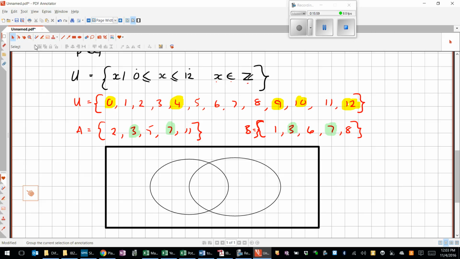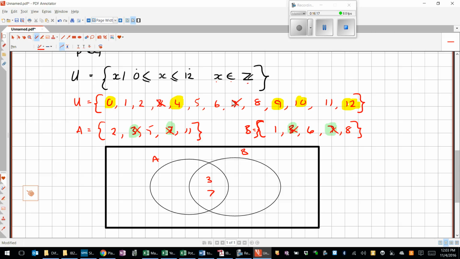So A and B. We've identified that 3 and 7 are in both. So where do they go? In the middle. So 3 and 7 should go there. Now, my tip, cross them out. And we know we've used them. I could cross out 3 and 7 in there as well.